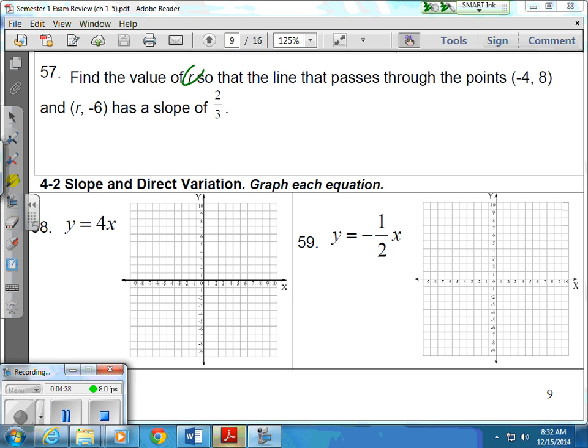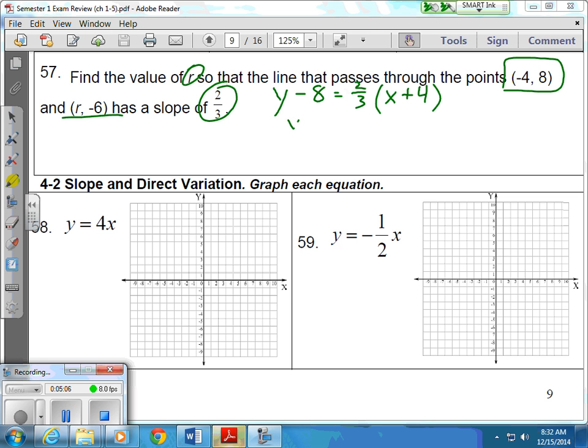We have to find the value of r. This line goes through the point -4,8, and it has a slope of 2/3. We need to find the equation of that line. So we're going to use the point slope form since we know a point and we know the slope. y minus 8 is equal to 2/3 x minus negative 4. I'll go ahead and change that to x plus 4.